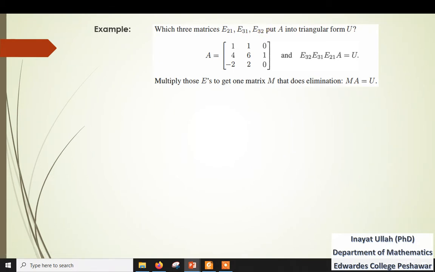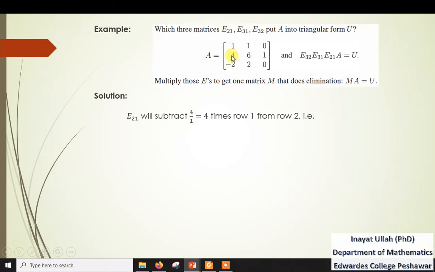So that is the first part of this question, that we need to find these elementary matrices. Now the first one is, what is E21? For E21, we'll subtract which number times row 1 from row 2. We need changes in row 2. We need to vanish this 4. We need to make this 4 0.